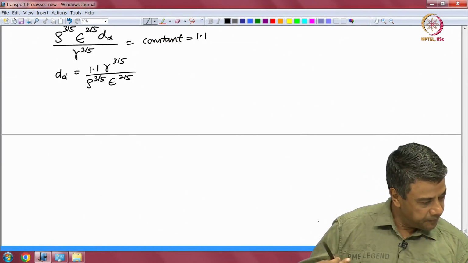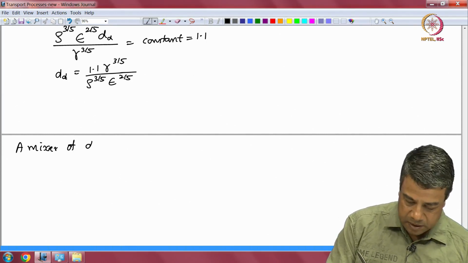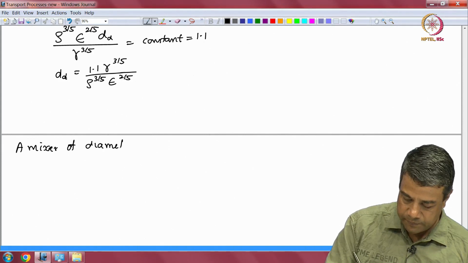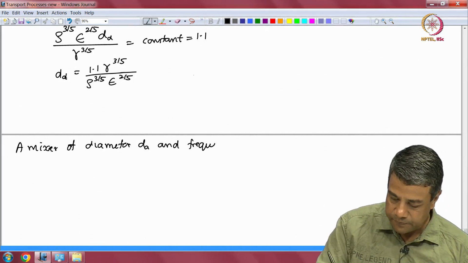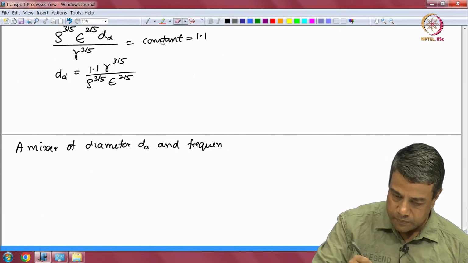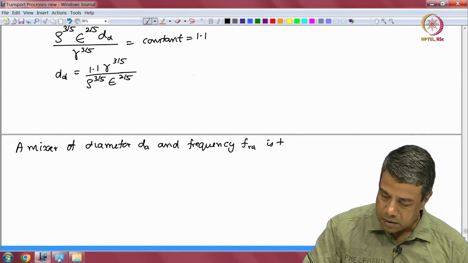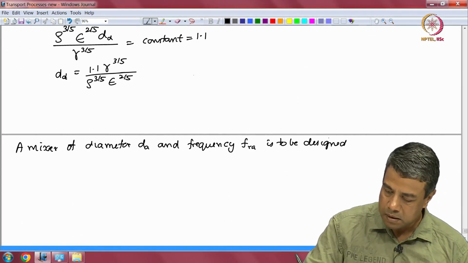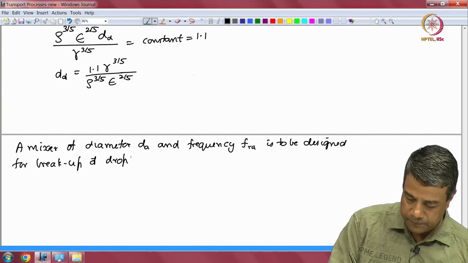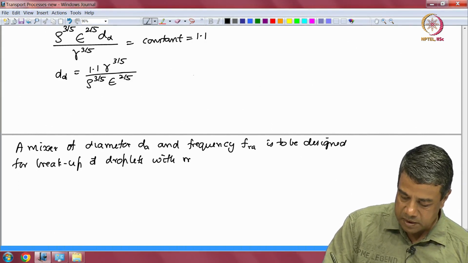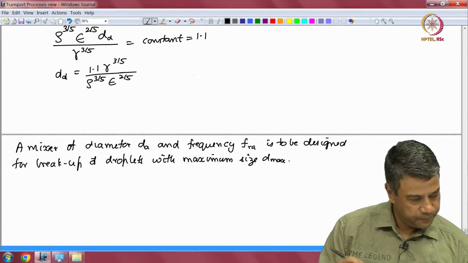So, let us look at an example. A mixer of diameter dA, that is the actual diameter, and frequency FRA, is to be designed for breakup of droplets with maximum size D max.